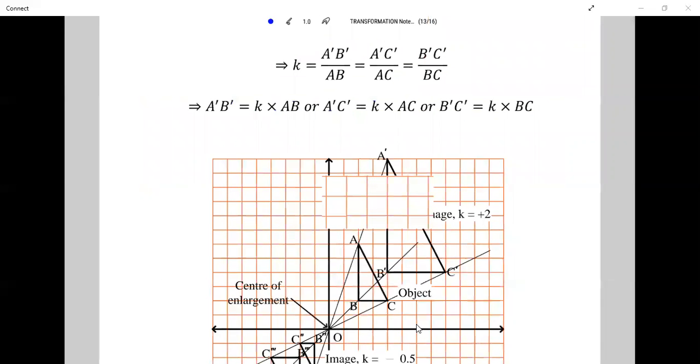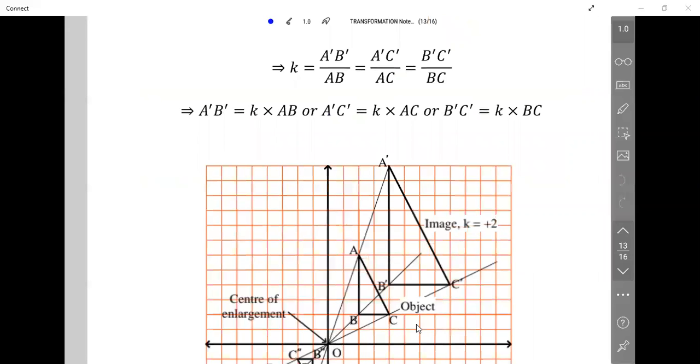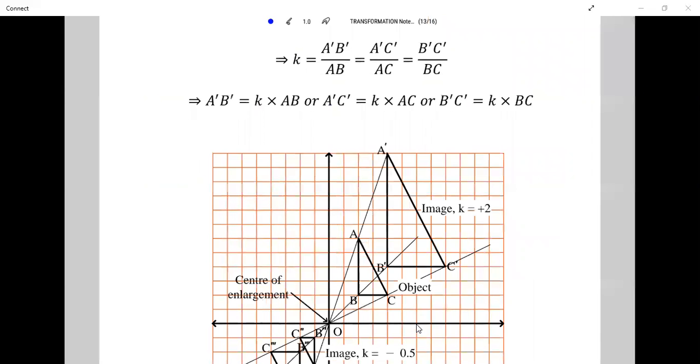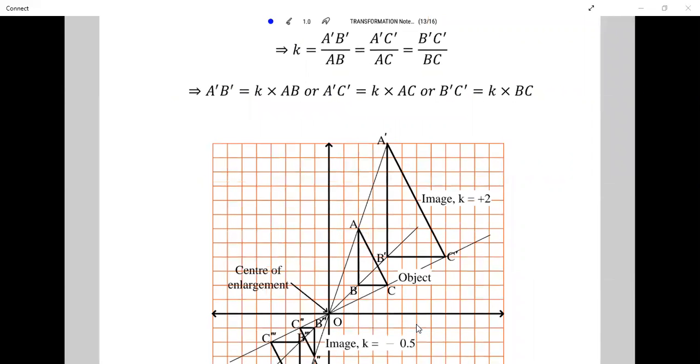All right, let's look at some further observations. So in a sense, that is just showing, you can see for yourself, what I just said, that A prime B prime is equal to k multiplied by AB, or A prime C prime is equal to k multiplied by AC, or B prime C prime is equal to k multiplied by BC. In other words, the length of a side on the image is equal to k multiplied by the length of the corresponding side on the object.